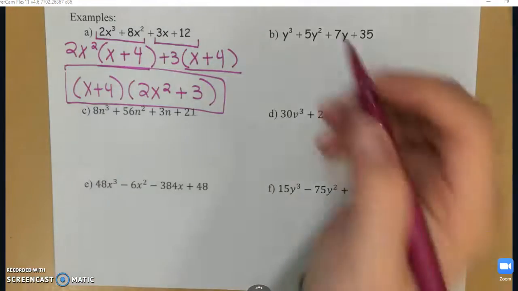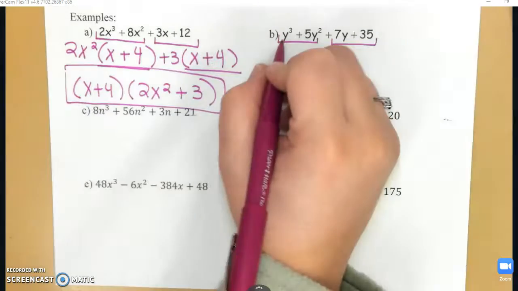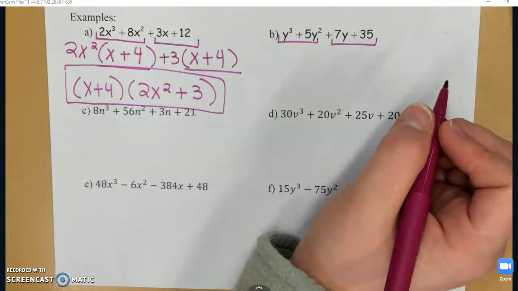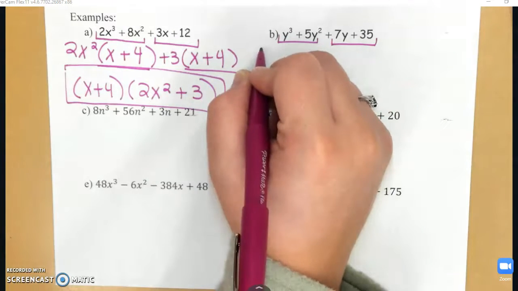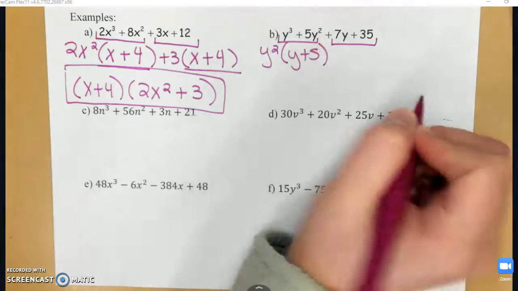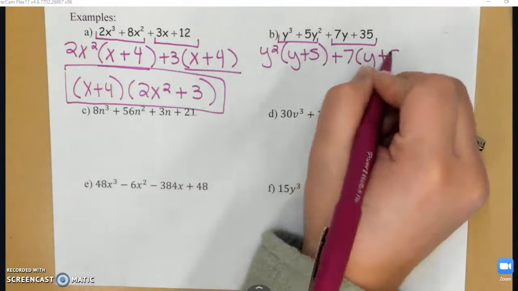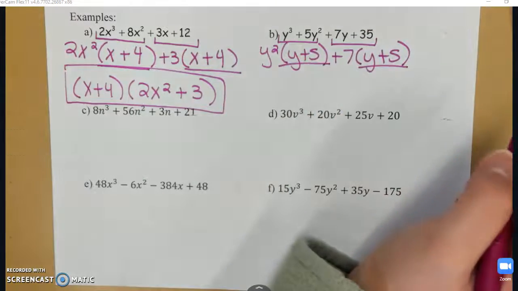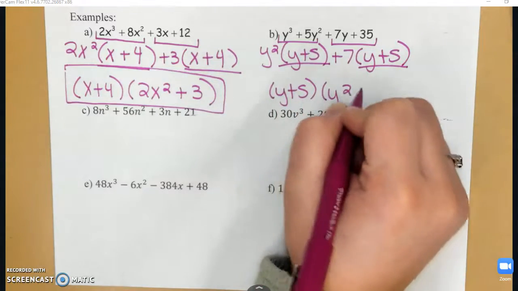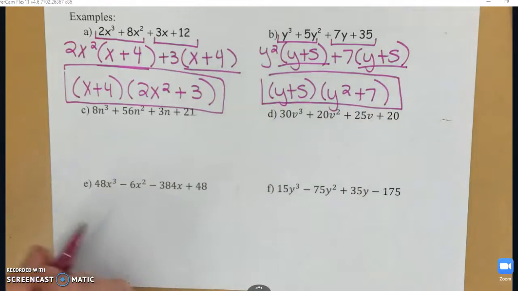All right, let's practice this again. B. I have 4 terms, so I'm going to group the first 2 and the last 2. y cubed plus 5y squared. I don't have a common factor for my coefficients, but my lowest power for my common variable is y squared. That leaves me with y plus 5 left over. On my second set, I can just factor out a 7, and that leaves me with y plus 5. So y plus 5 is now a common factor that I can take out, and my leftovers are y squared plus 7. Again, FOIL to make sure you've done this correctly.